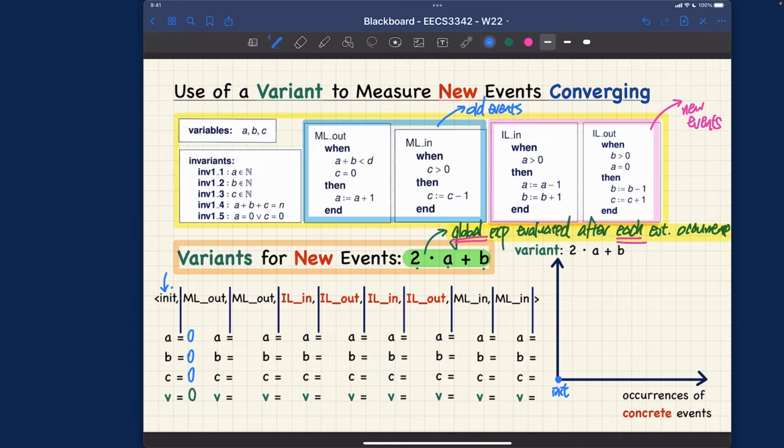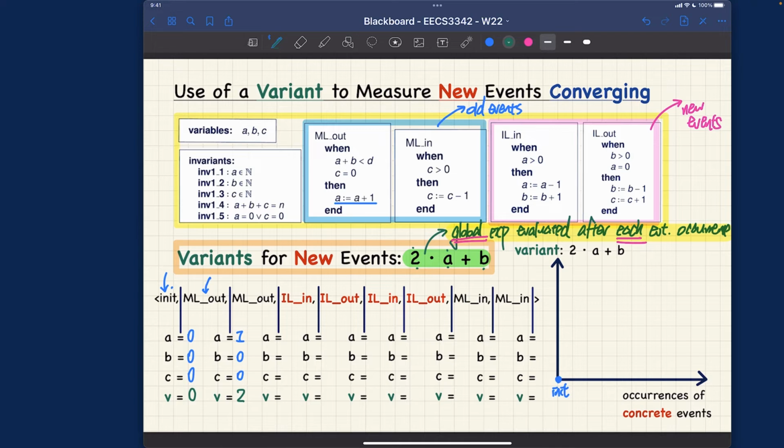Let's now keep tracing. The next event is ML out over here. And that one there, by definition, is going to increment the value of A by 1, so from 0 to 1, and remains 0 for B and C. And what's the variance value? 2 times 1 plus 0, which will be 2. Right, so that'll be the value for the variance after the first occurrence of ML out.